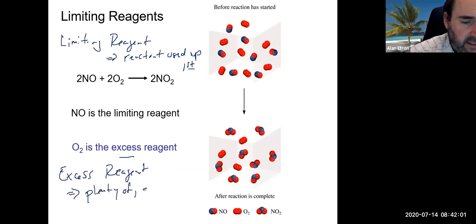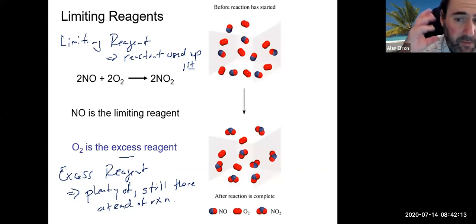And it's actually still there at the end of the reaction. So it's kind of like when you do a reaction, you are going to run out of something first, basically. And whatever you run out of first is your limiting reagent. Whatever you got plenty of is your excess reagent.